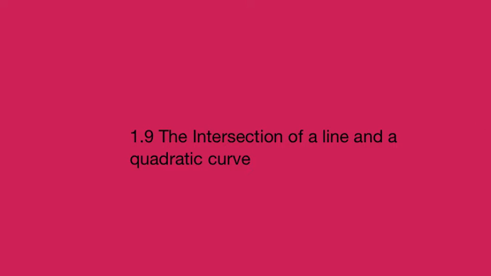Okay, today we're going to be looking at the intersection of a line and a quadratic. So let's look at our three possible situations. We could have our quadratic curve and our line cutting at two distinct points of intersection.